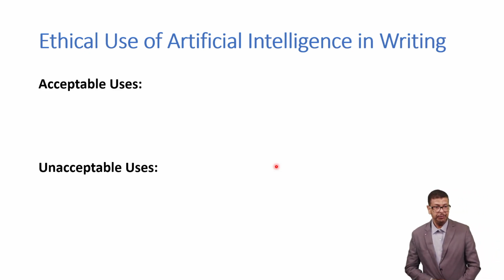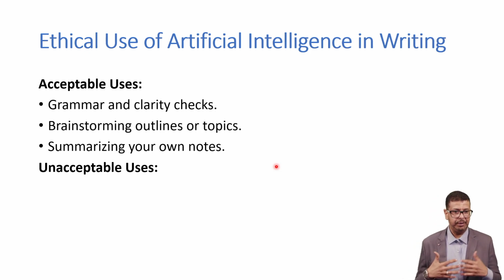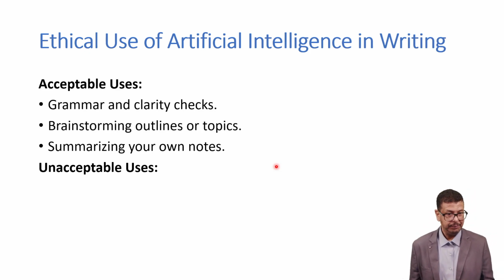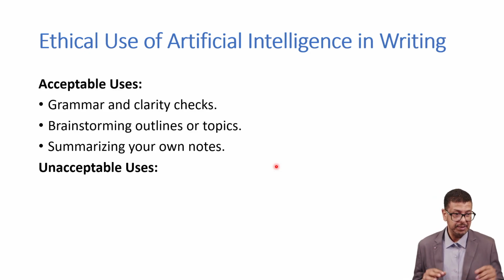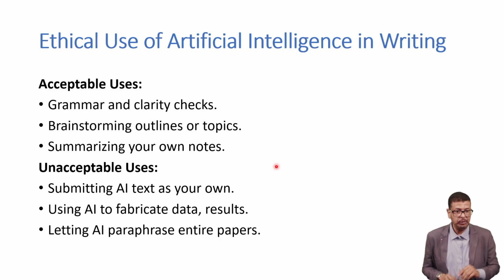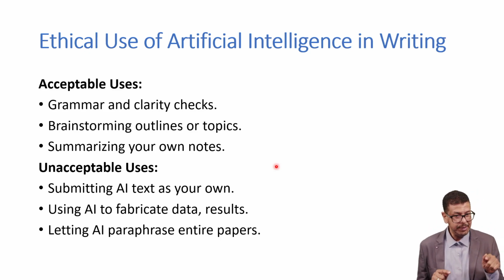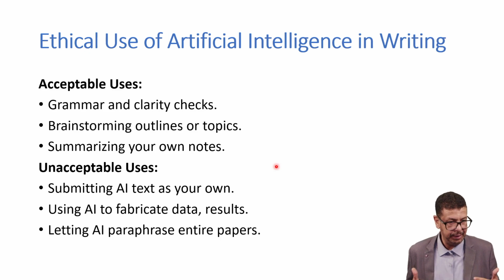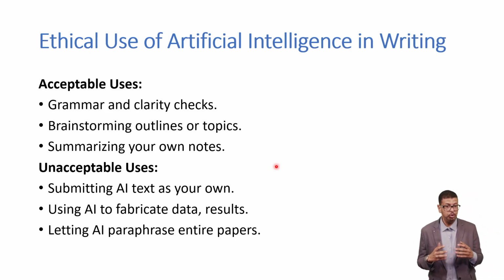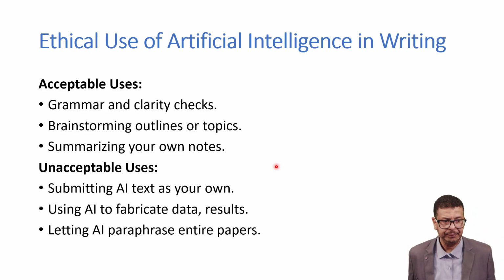So, ethical use of AI in writing: we can use it for grammar, checking clarity, brainstorming, outlining the topics, and maybe taking notes or summarizing, and helping you think. The unacceptable use is to submit text from the AI as your own, or to use AI for data generation, content development, or fabricating results, or to let the AI paraphrase the entire paper. This is not an acceptable use of AI.